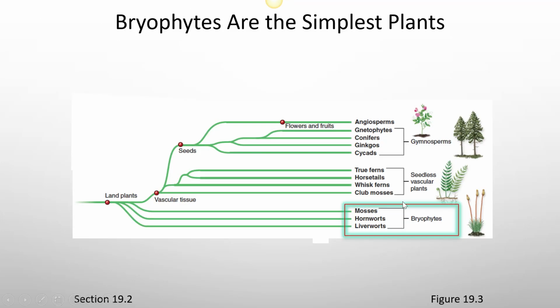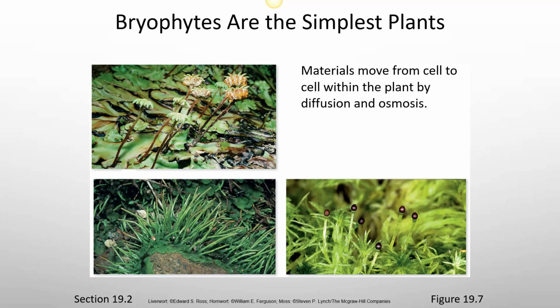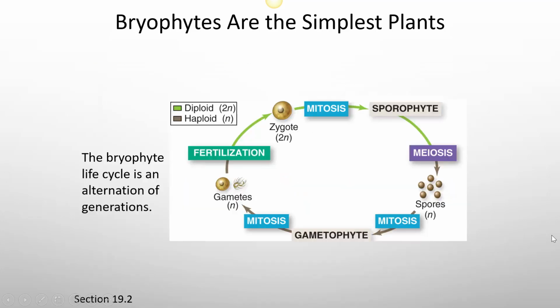So bryophytes live on land, but they have no vascular tissue, so they're pretty short plants. They also lack true leaves and roots. Materials move from cell to cell within the plant by diffusion and osmosis. Examples of bryophytes include liverworts, hornworts, and mosses. The bryophyte life cycle is an alternation of generations.